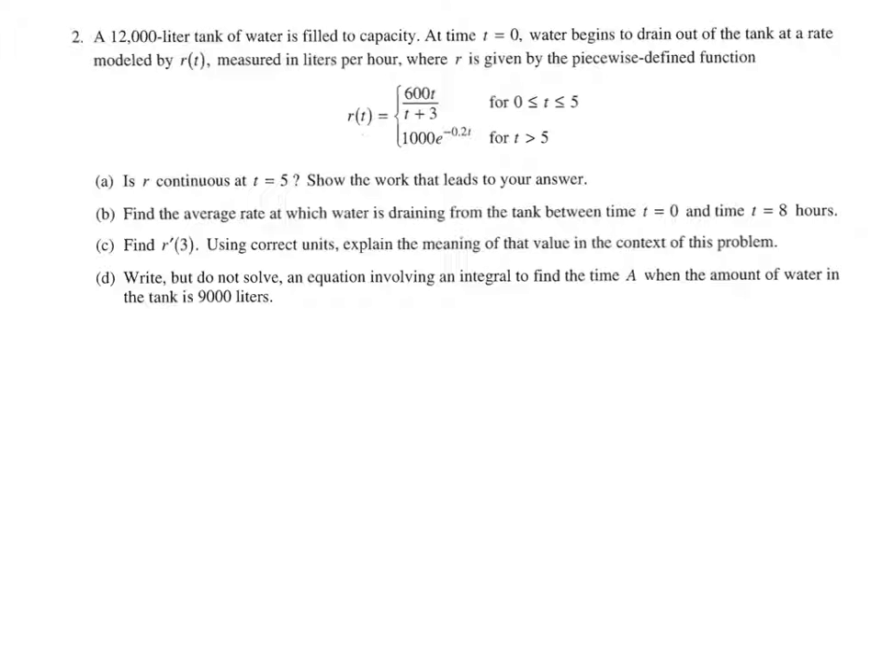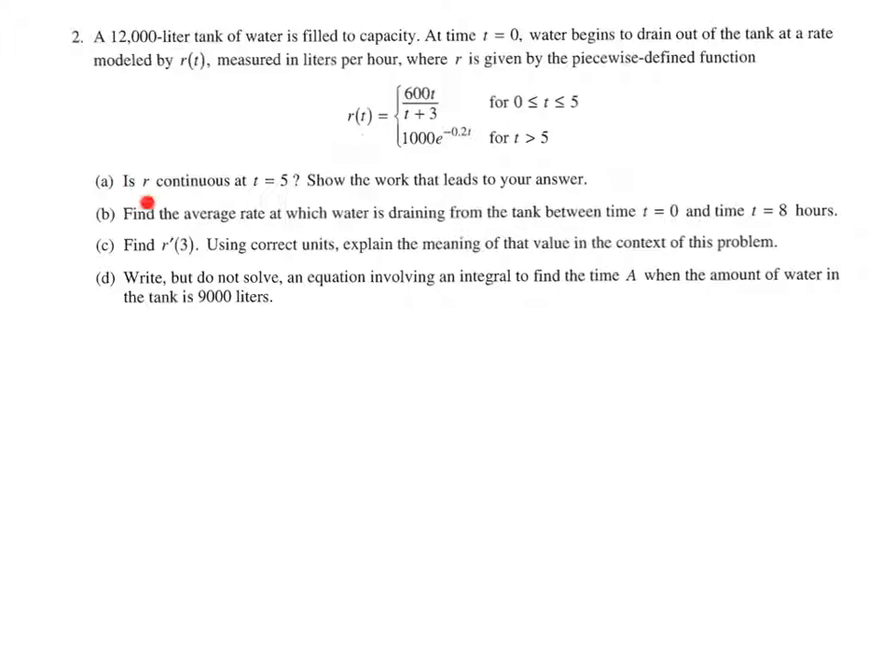In problem number 2, we have a 12,000 liter tank of water that is filled to capacity. So at time t equals 0, the amount of water in the tank is 12,000 liters. Water is going to begin to drain out of the tank, modeled by R of t, and you have R of t as this piecewise function right here.